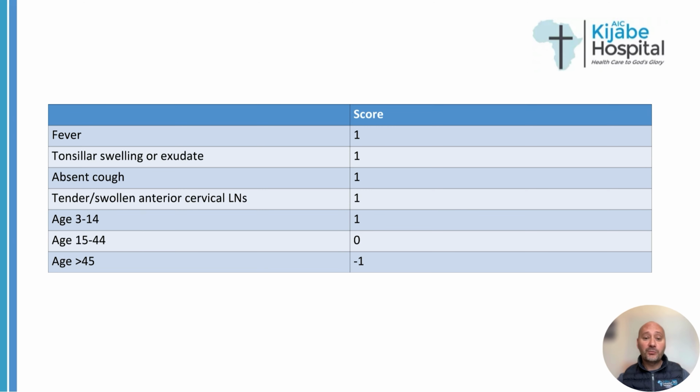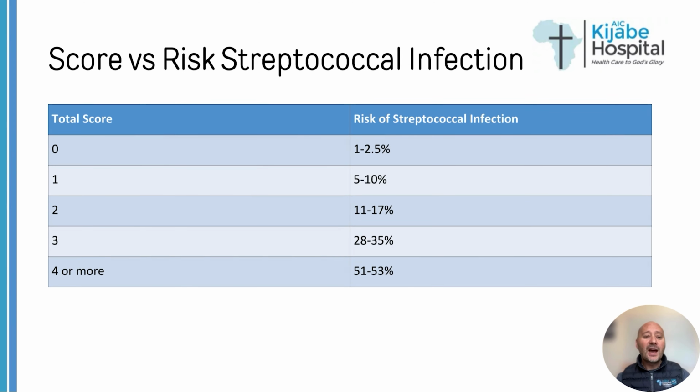Once we add up the number of points they score, we'll get a total. And this total has been shown to correlate well with the probability, the risk of them having a streptococcal infection. So if they have no points, the chances of it being a bacterial infection are between 1 and 2.5%, so extremely low. Whereas if they're scoring 4 or more points, then the risk is above 50%. So this can give us a good idea of how likely we are to be dealing with a bacterial infection, which would benefit from antibiotics, versus a viral infection.